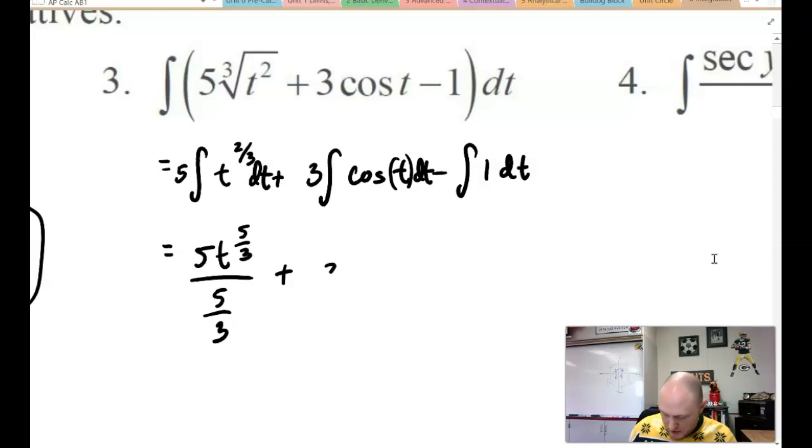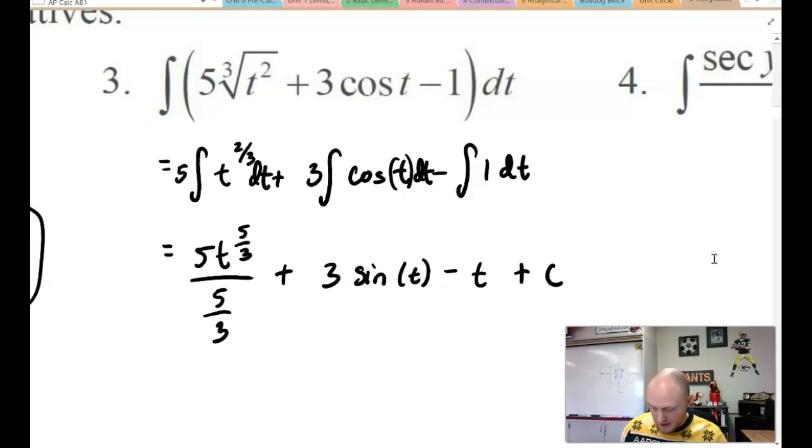Okay, 3 times the integral of cosine of t, that's just going to be sine of t. Minus the integral of 1 dt. Well, the integral of a constant is going to be linear, so I get minus t, right? Not x, because again, we're integrating with respect to t. So there you have it.